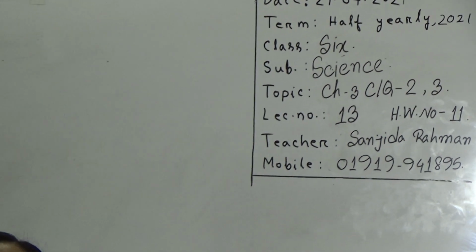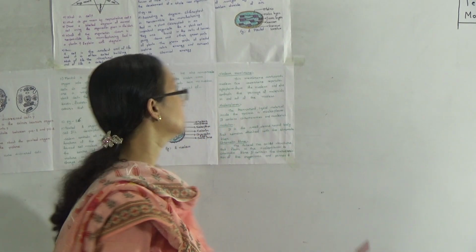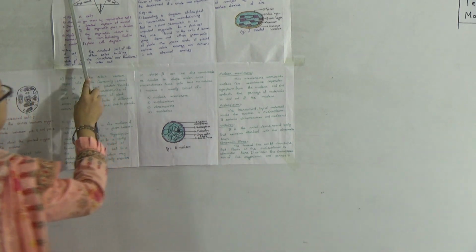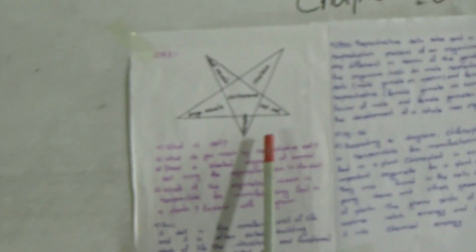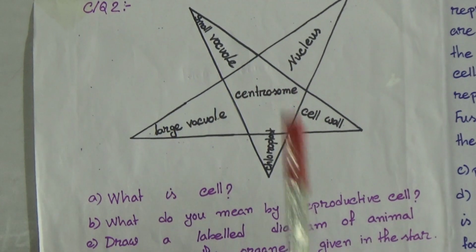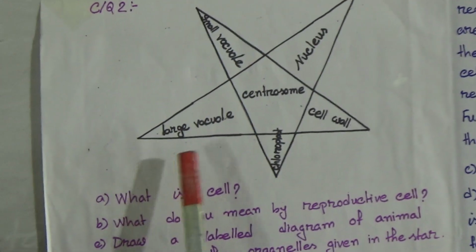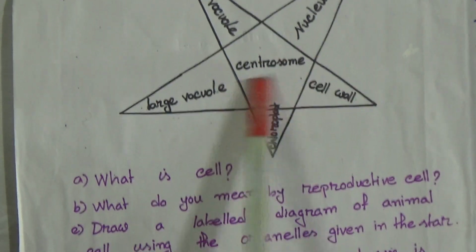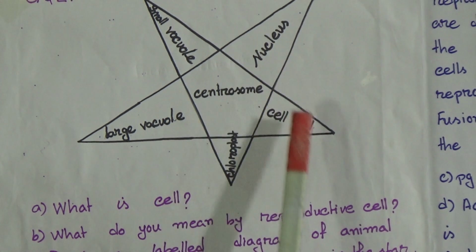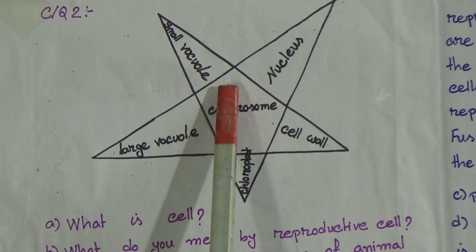Today we will discuss creative question 2 and 3. Now we read the creative question. Here is creative question 2. Here is a picture, there is a star, and in different parts of the star, the names of some cells and organs are written. So we will read it. In the middle, centrosome, nucleus, cell wall, chloroplast, large vacuole, small vacuole.